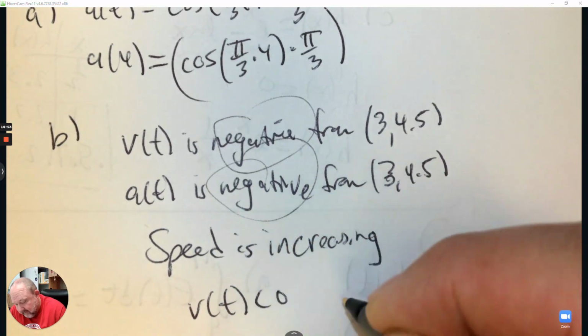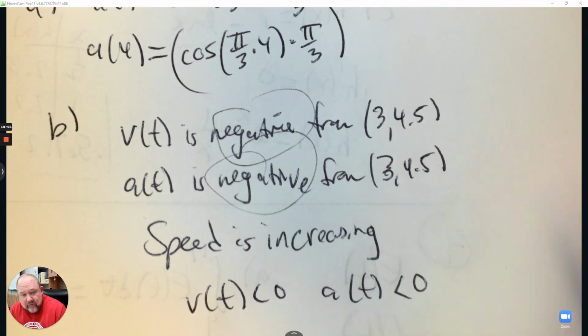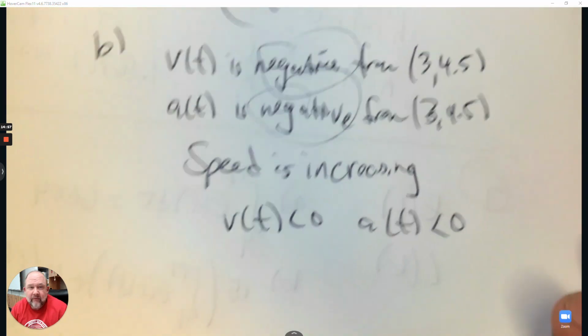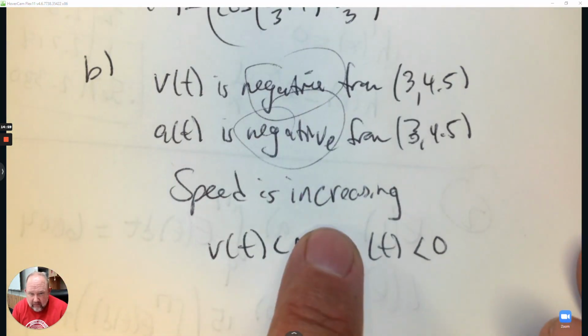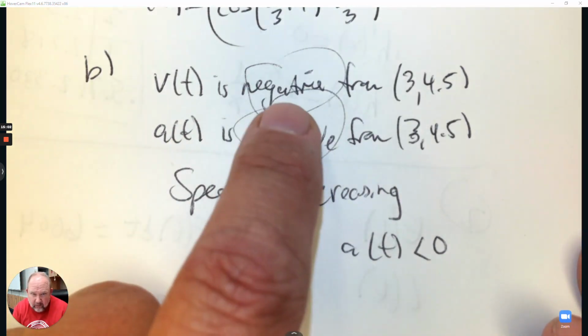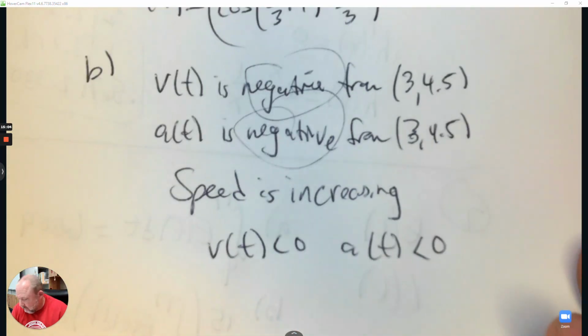So the velocity and the acceleration share the same sign. So if they're both negative, the speed is increasing. If they were different, so one was positive and one was negative, then the speed was decreasing.